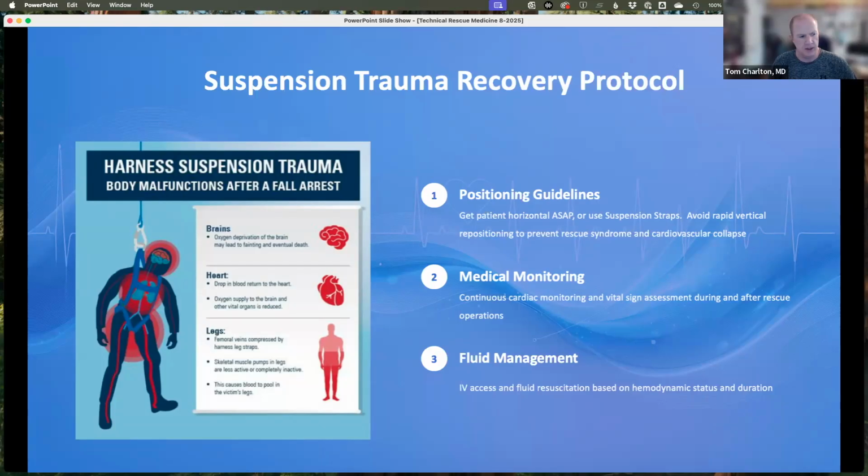If you arrive on one of these scenes before urban search and rescue has potentially arrived, you want to try and get this patient horizontal. So if they are in a position where they can maneuver themselves to get level, with their legs level with the rest of their body, that's something they can do.